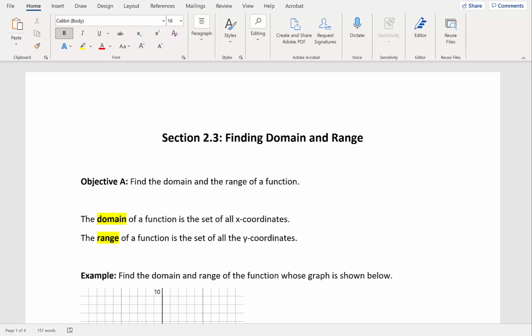In this video, we're going to take a look at section 2.3, which is finding domain and range. Our first objective is to find the domain and range of a function. Let's take a look at the definitions. The domain of a function is the set of all x coordinates. The range of a function is the set of all y coordinates. So a domain is your x values, and the range is your y values.